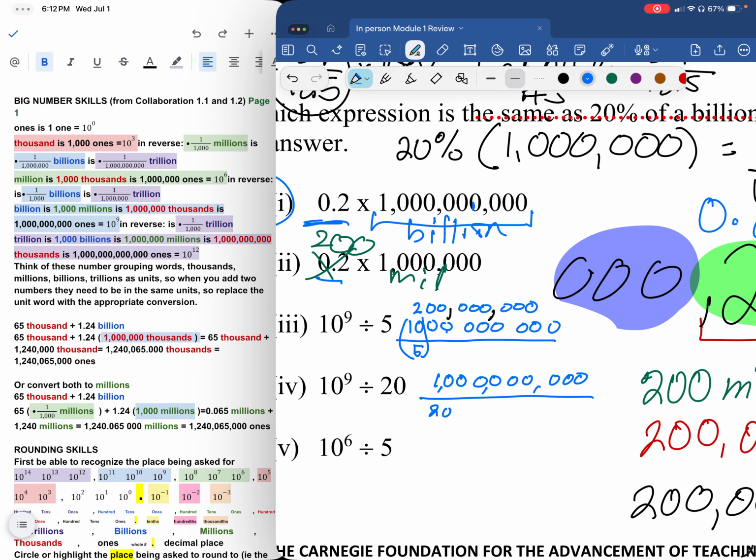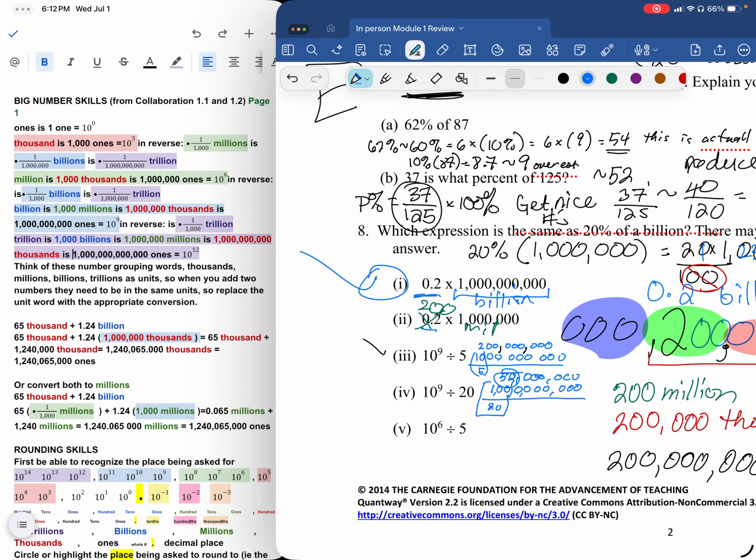Now when we're dividing by 20, we can divide this number by 20. So 100 divided by 20 gives us a 5, and then we're left with a 0, comma 0, 0, 0, comma 0, 0, 0. So we only get 50 million. So this is 50 mil, and it's not a correct answer.